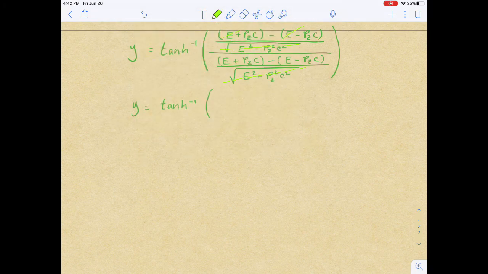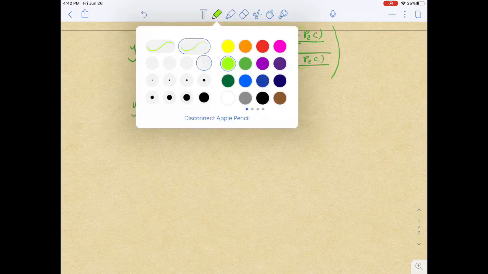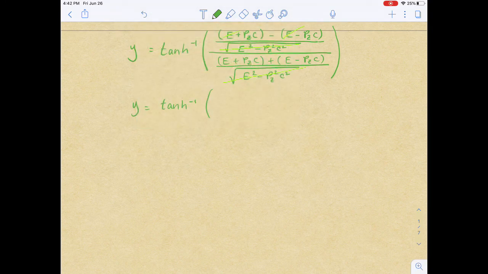So let's backtrack. Here's the plus here, which I forgot to carry down. So in this case, these two cancel out. Going back, so we have 2pzc divided by 2e. So y is essentially equal to inverse tangent of pzc divided by e.